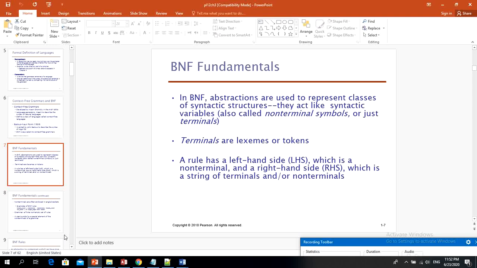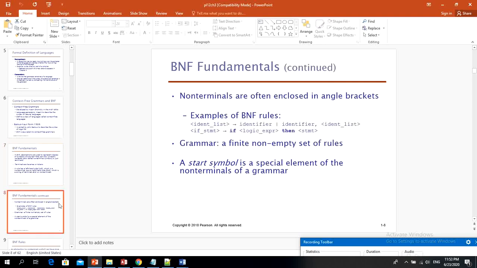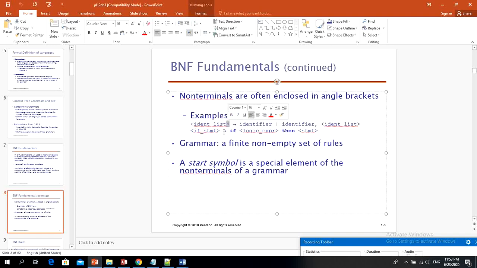And they have a rule. This rule has a left-hand side, which is called LHS, which is a non-terminal, and a right-hand side, which is RHS. This could be terminal or non-terminal, as we will see in some examples coming up here. A non-terminal, for example, is enclosed in angle brackets. The angle bracket is like a less-than sign, closed with a greater-than sign.